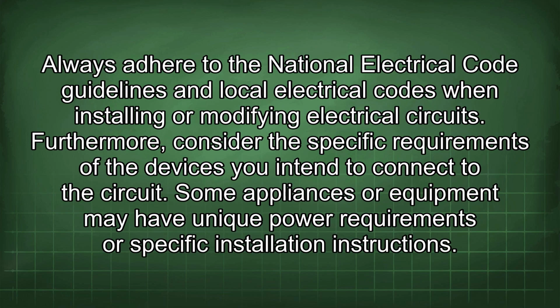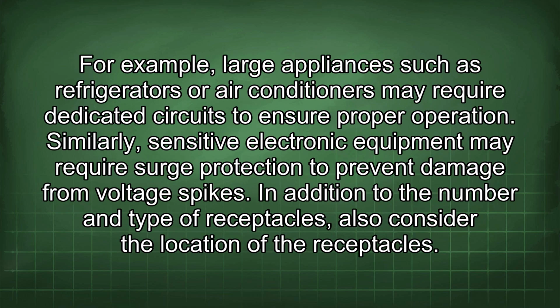Always adhere to the National Electrical Code guidelines and local electrical codes when installing or modifying electrical circuits. Furthermore, consider the specific requirements of the devices you intend to connect to the circuit. Some appliances or equipment may have unique power requirements or specific installation instructions. For example, large appliances such as refrigerators or air conditioners may require dedicated circuits to ensure proper operation. Similarly, sensitive electronic equipment may require surge protection to prevent damage from voltage spikes.